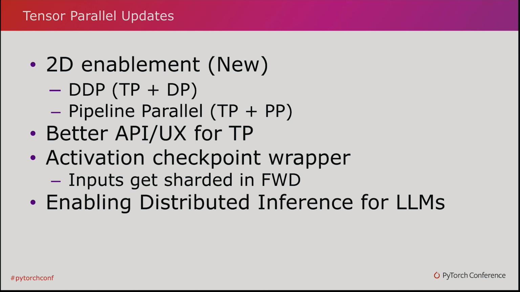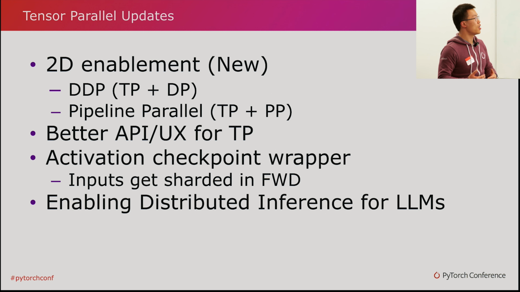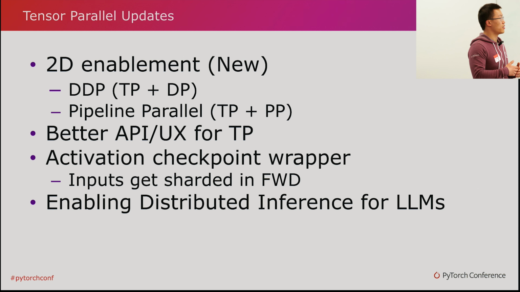Okay, all right. So during the past 6 to 9 months, we implemented tensor parallel on top of distributed tensor last year, and then we had a prototype for FSDP plus TP, which is why we call it 2D parallel. And we now have DDP working with TP as well, for forward and backward. We also had a prototype for pipeline parallelism working together with tensor parallel. And we're right now working on 3D parallel also.